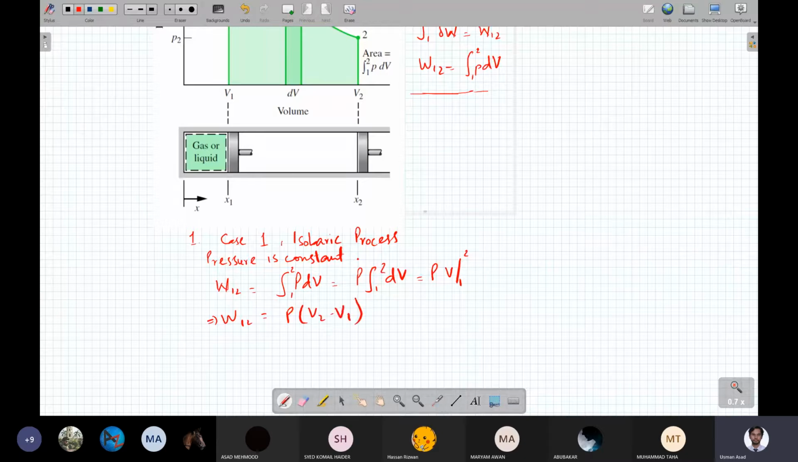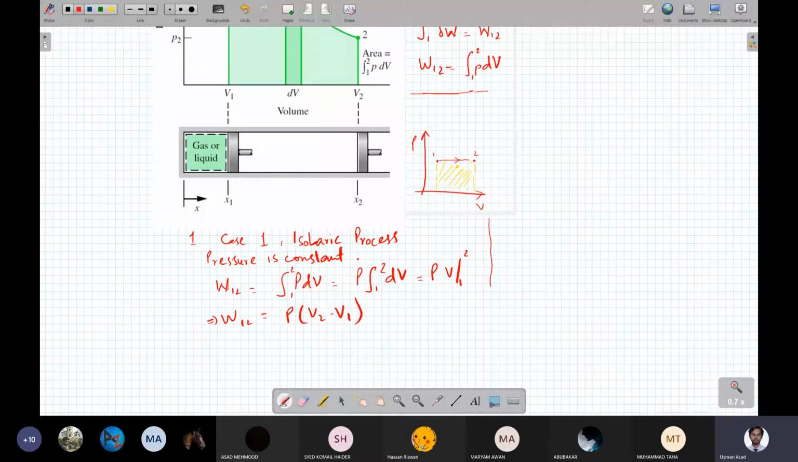Very easy to see from the graph as well. A graph of pressure versus volume is just going to be a straight line between process 1 to 2, and the area under the curve is just going to be this part, which you can easily tell is pressure multiplied by the difference in volume between V2 and V1. Okay, so this was almost kind of nominal.